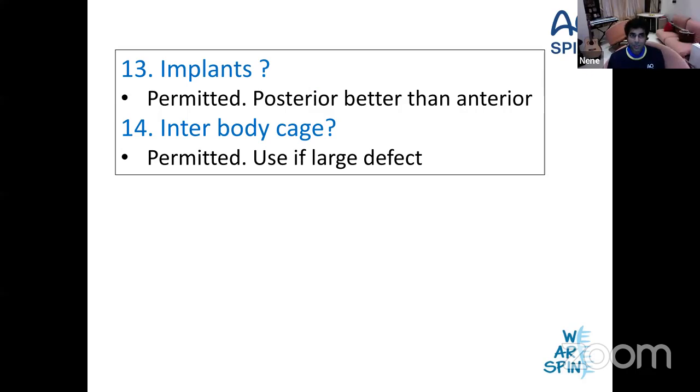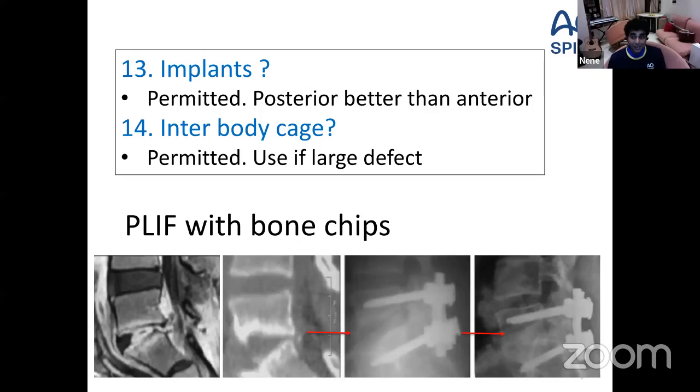To address question number 13 and 14, implants are permitted. It is now well proven, and interbody cages are also permitted. But as we discussed in the previous few slides, if the defect is very large and the end plate is not too good, you may want to worry about this cage, and you may want to flip the patient and do a formal anterior Harms kind of a cage, lest you have a problem.